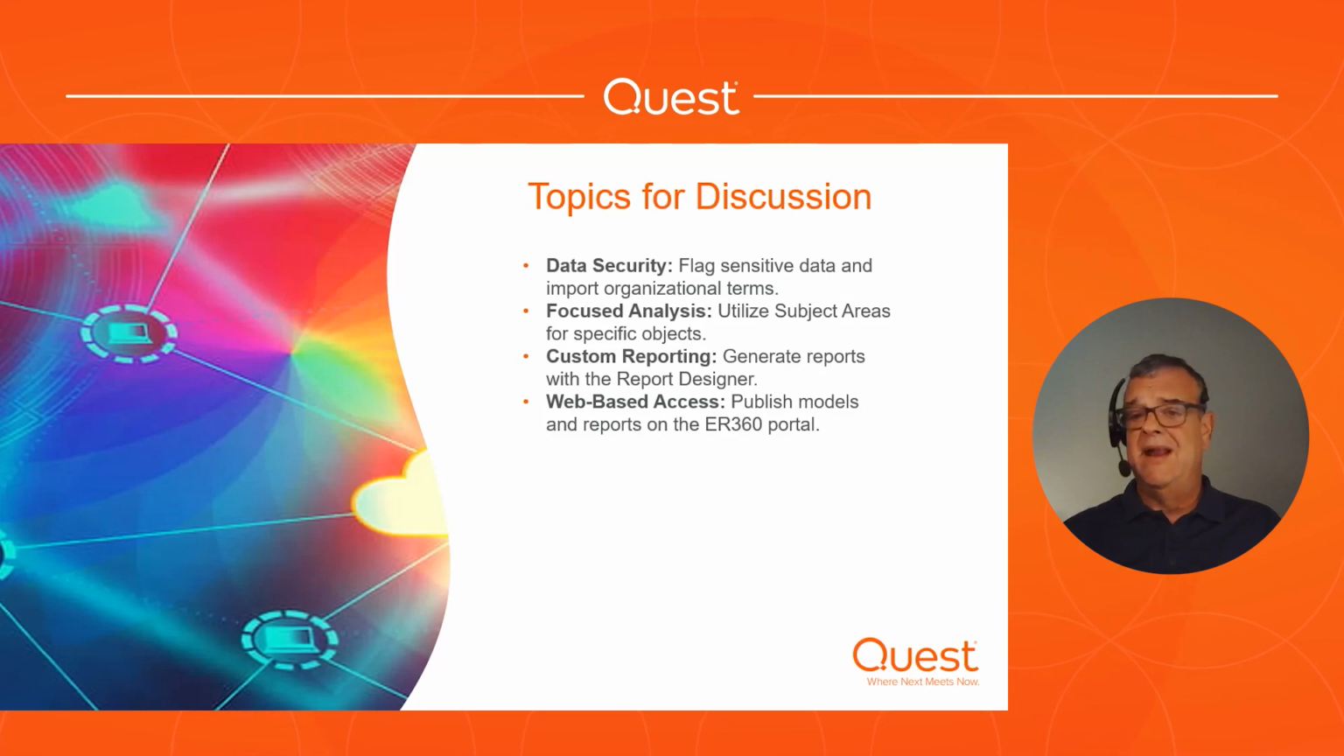We're going to be talking at a higher level, from a Quest perspective, about how data security fits into this, how we are going to flag that sensitive data, how we're going to utilize those subject areas, how we can generate the reports, and then ultimately how we can share this information out via our web portal, which is ER360. But all of what we're talking about today is specific to the realm of working with the Erwin Data Modeler Standard Edition. There are other components that could be integrated from the Workgroup Edition, but this is all basic functionality of the Standard Edition.